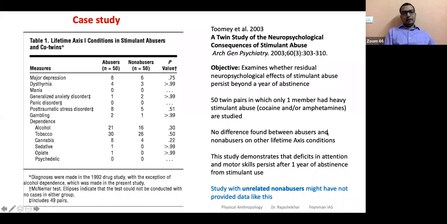Study title, you don't have to note it, but the idea here is, who are they working on? They're working on about 50 pairs of people who are on drugs. And the idea is to see, after leaving this habit, if they see any neuropsychological consequences, issues with their nervous system and psychological problems. Do they see any such problems, like any sort of stress factors?